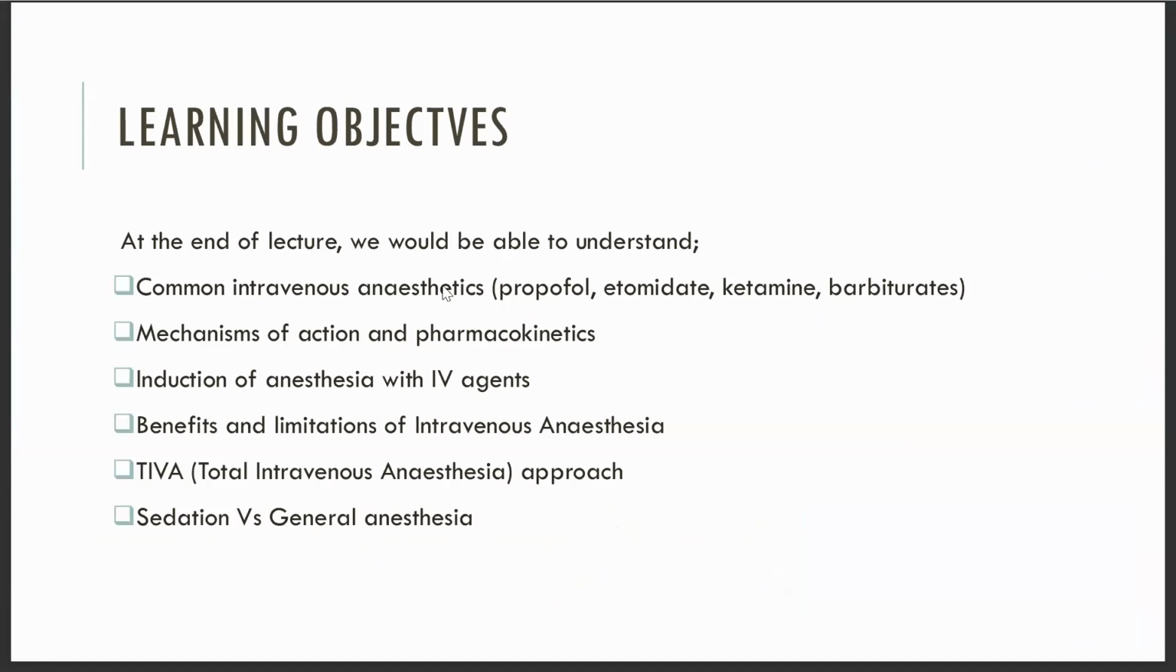Learning objectives. At the end of the lecture, we should be able to understand common intravenous anesthetics: propofol, etomidate, ketamine, barbiturates; their mechanism of action and pharmacokinetics; induction of anesthesia with IV agents; benefits and limitations of intravenous anesthesia; total intravenous anesthesia approach; and sedation versus general anesthesia. We'll know the common anesthetics, understand their mechanisms, uses, pros, and cons, and recognize clinical scenarios where each is best or dangerous.